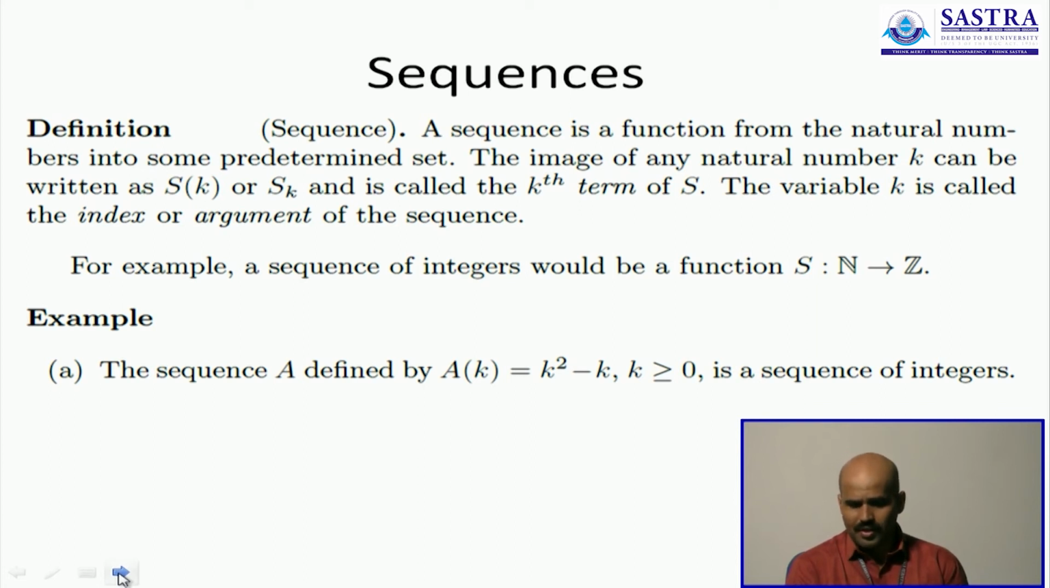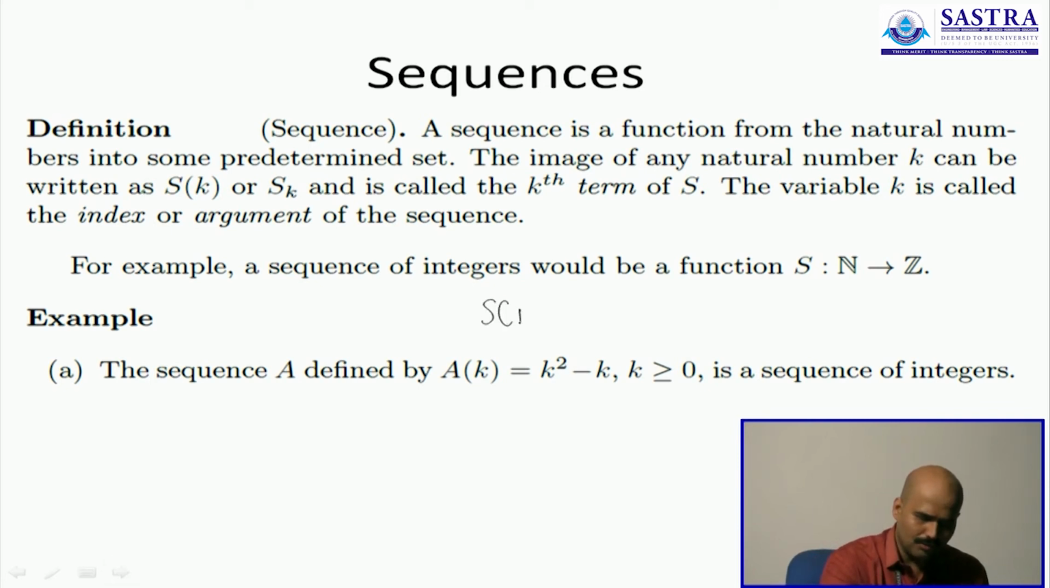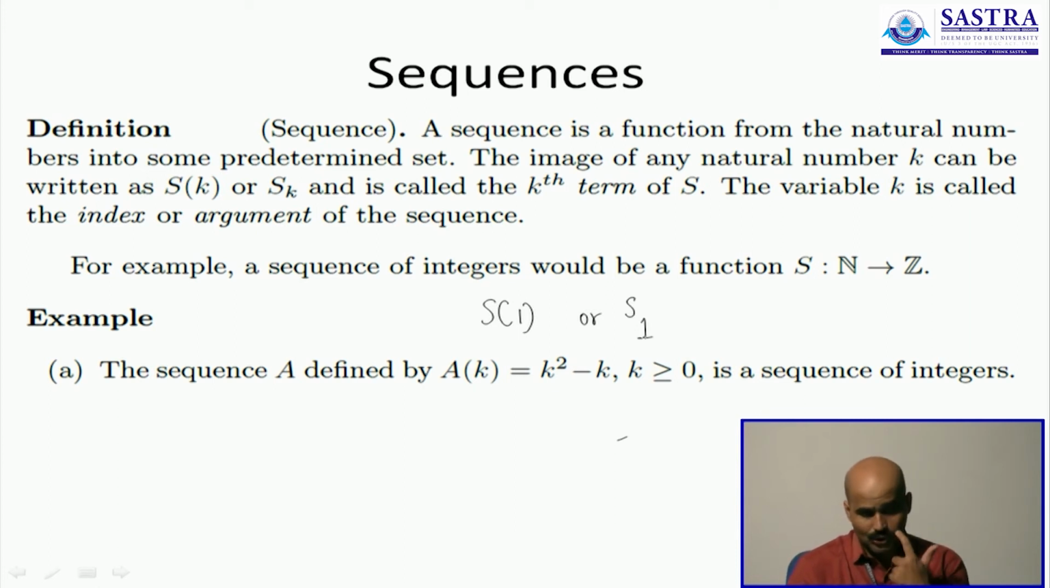A sequence is a function from the set of all natural numbers into some predetermined set. The image of any natural number k can be written as s of k or sk. This is important. There are two ways to denote a sequence. Any term of the sequence can be written like this. This represents the first term of the sequence, or this also represents the first term. So it is either s of 1 or s subscript 1.